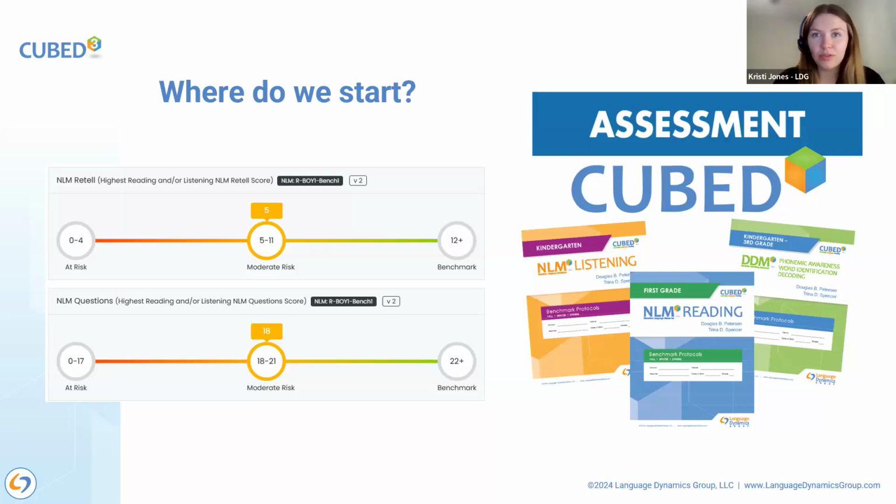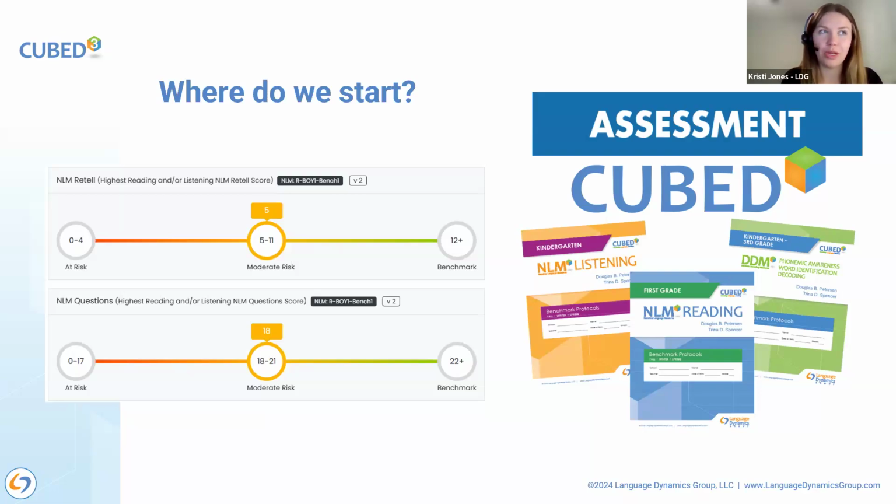We want to understand how much of a story can they really retell to me given a story that is per their grade level. And we'll look at those degrees of complexity that you'll see there in a minute. We always want to start with the on grade level material. Now that only applies for NLM listening and NLM reading. The DDM, the forms look the same for all grades, so that makes that really easy.